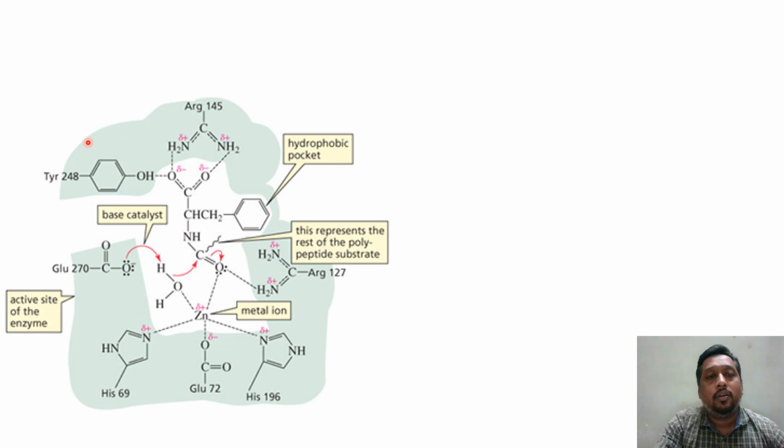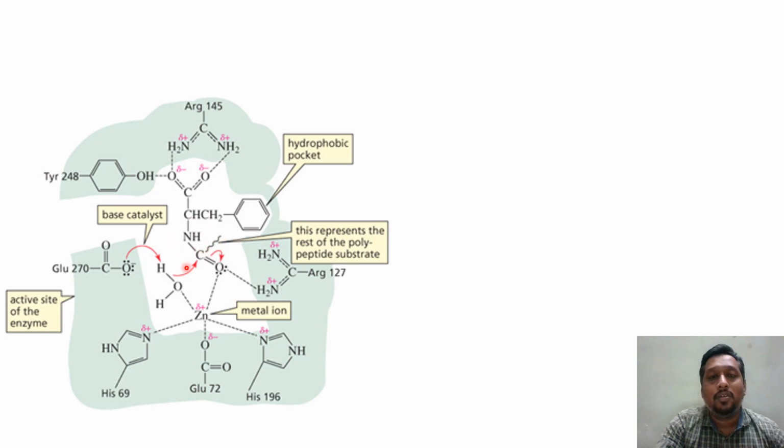Arginine 145 and tyrosine 248 form a nice hydrogen bond with the carboxyl group at the C terminal of the polypeptide sequence to stabilize the polypeptide chain inside the active site, and the side chain on the C terminal phenylalanine fits nicely into the hydrophobic pocket of carboxypeptidase A. That is why carboxypeptidase A cannot cleave when lysine or arginine are present on the C terminal of a polypeptide sequence.